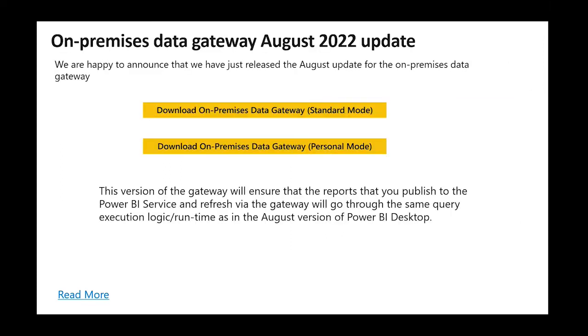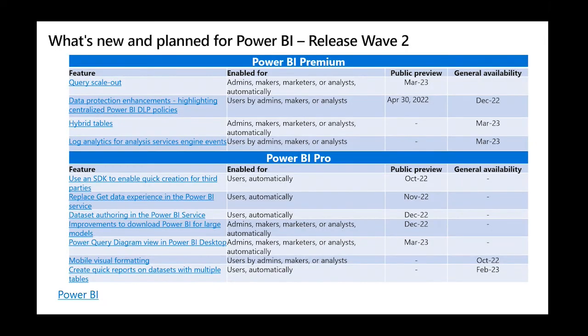All right, on the on-premise gateway, there's an August update for that as well. So if you're using that on-premise gateway, make sure to check out the August update and go through the different updates there. And then lastly, again, on the Wave 2 release, there are updates and features for Power BI as well. So very similar to the others here, different features, how they're enabled, and then the schedule for those releases.